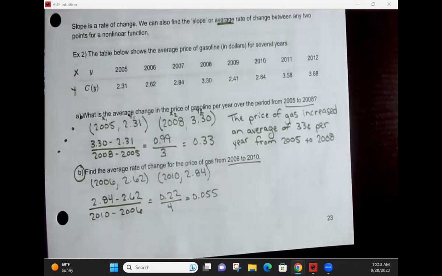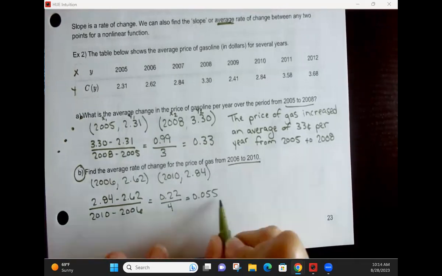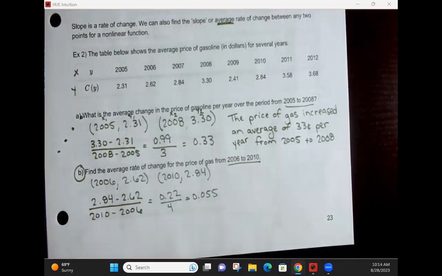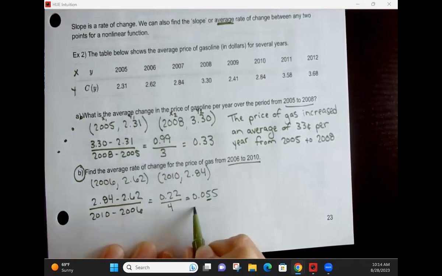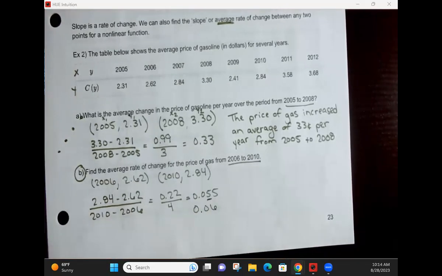Did we get to here okay? Just the computation part? Okay. Now I need to make it make sense for the context of our problem. Does this decimal work for that? No, right? Money, I need to round to the nearest penny. So I would use 0.06. What does that 0.06 mean in the context of my problem?